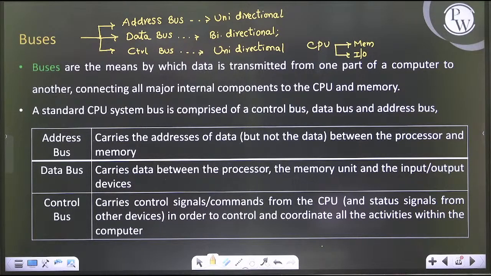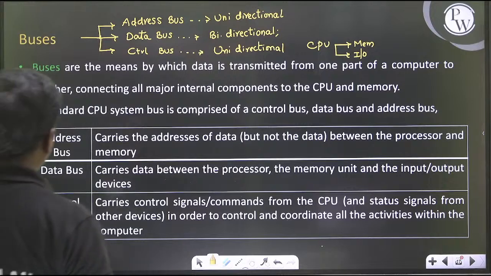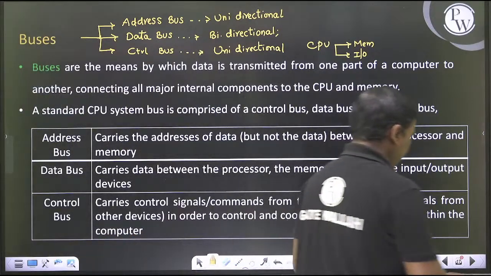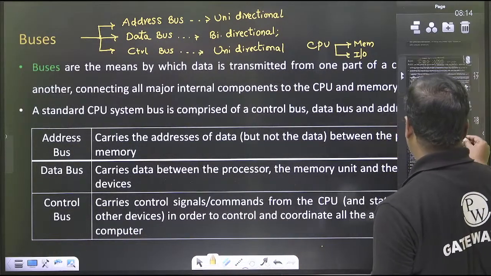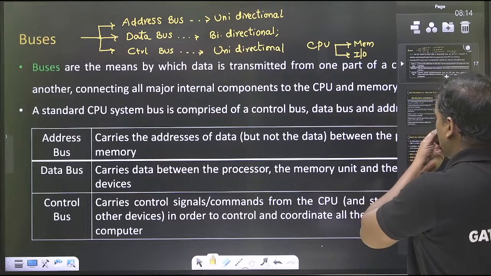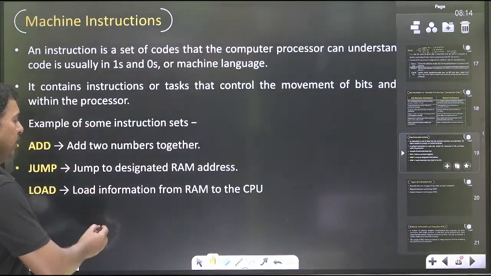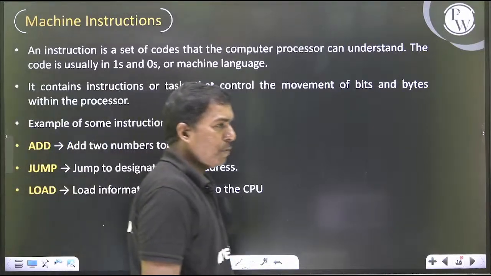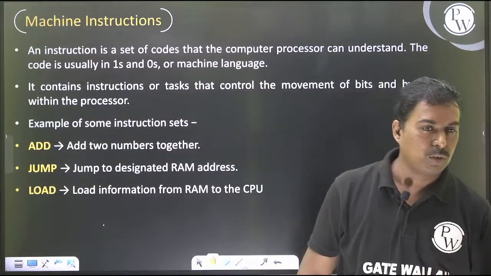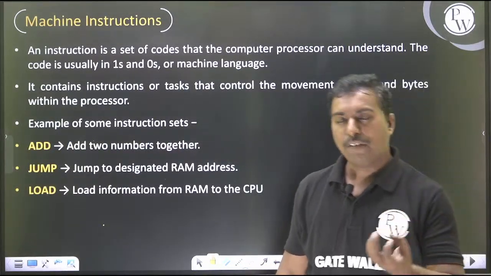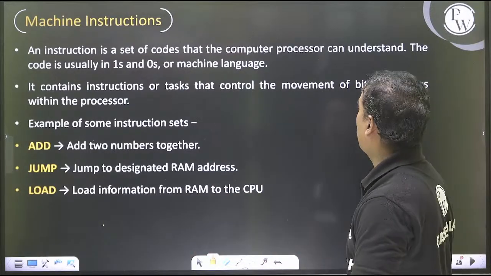लिख दिया सब लोग? चलो नेक्स्ट टॉपिक के पास जाएंगे. आज का टॉपिक है इंस्ट्रक्शंस. इंस्ट्रक्शंस के पहले हम डिस्कस करना चाहता हूं, व्हाट इज इंस्ट्रक्शन. सी, दीज आर द मशीन इंस्ट्रक्शंस. सो जनरली अगर एक सीपीयू को एक टास्क करना है तो उसके लिए इंस्ट्रक्शन चाहिए. इंस्ट्रक्शन इज अ सेट ऑफ कोड्स दैट कंप्यूटर प्रोसेसर कैन अंडरस्टैंड.